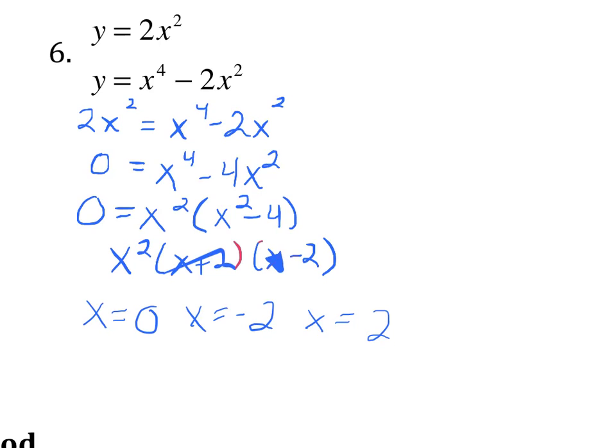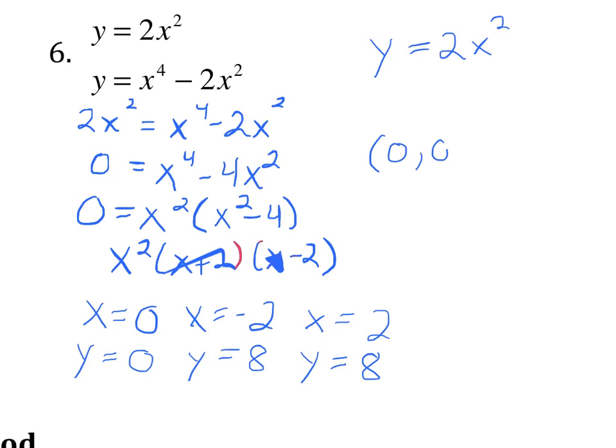So to find what the y values are, we simply just need to take the x values and plug them in to either equation. Probably the easiest equation would be y equals 2x squared. So if we plugged in a 0, we would get y equals 0. If we plugged in a negative 2, we would get negative 2 squared, which is 4, and 4 times 2 is 8. And if we plugged in a positive 2, we would also get an 8. So our solutions are 0, 0, negative 2, 8, and positive 2, 8.